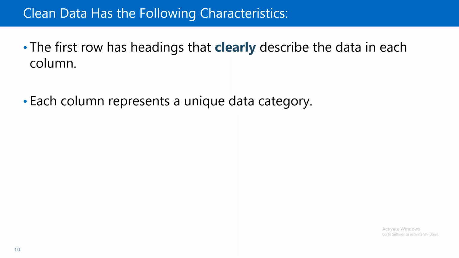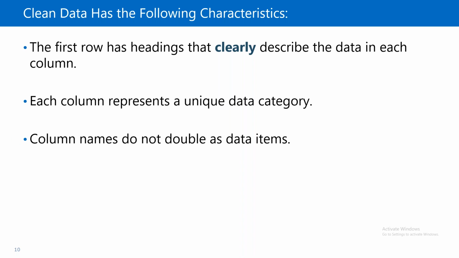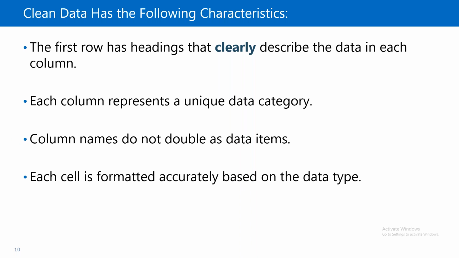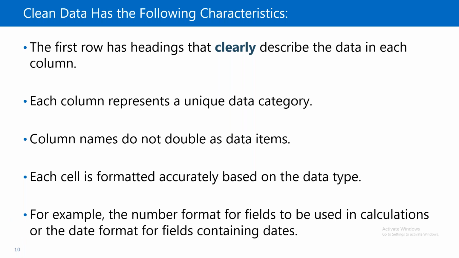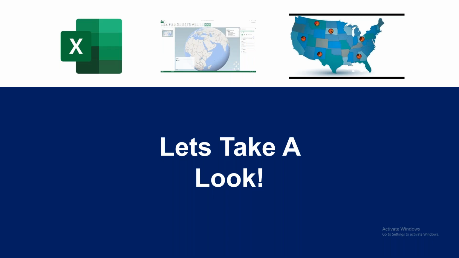Each column represents a unique data category, so it has to all be text, or all be currency. Column names do not double as data items. That's happened. And each cell is formatted accurately based on its data type. And make sure that the number fields are formatted as numbers, not text, so that we can do calculations. So that's just some ideas to make sure that your data is correct to start with. So let's take a look so that we can make better visuals down the road.